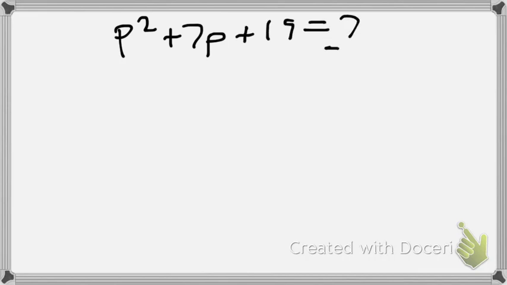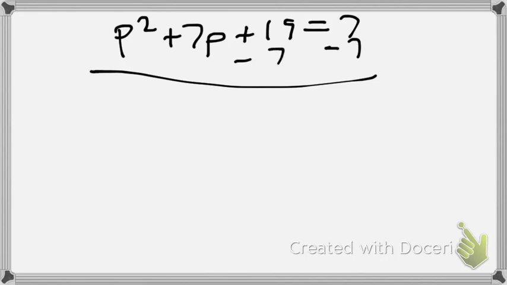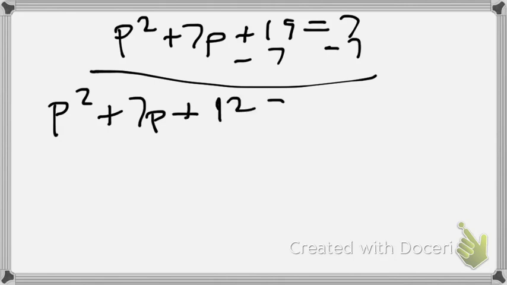We want p squared plus 7p plus 19 equals 7. Get everything on one side. So subtract 7 from both sides. So we got p squared plus 7p plus 12 equals 0. So we want factors of a times c. So our a, that's 1. There's nothing there. Your c is 12. So 1 times 12 is 12.